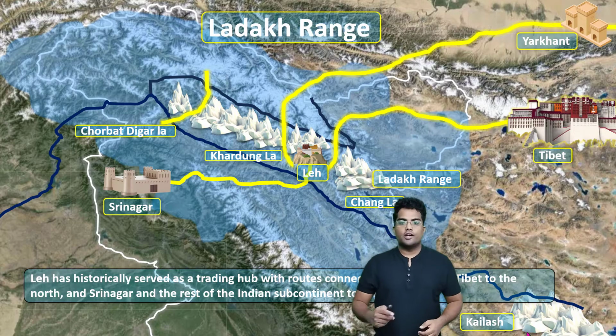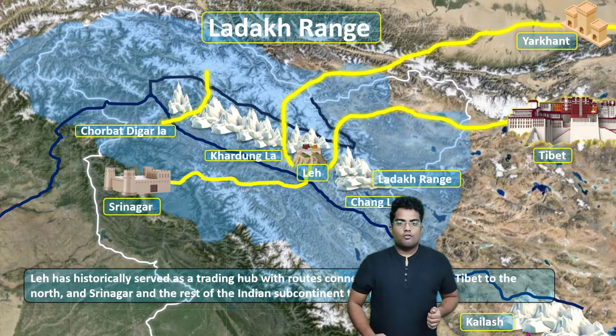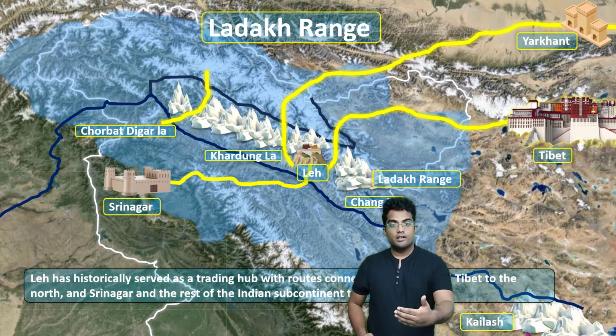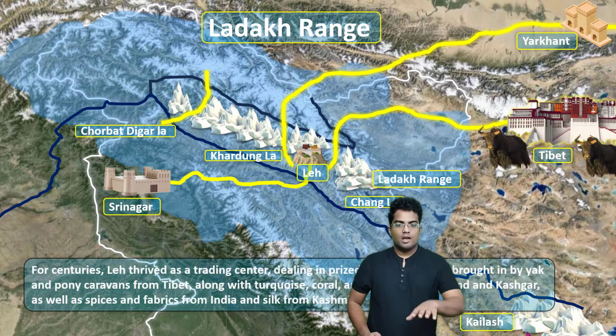So this is how the trade used to work. First, the people in Leh used to receive goods from Yarkand as well as Tibet. Still, as in earlier times, the majority of the trade was done on yak. It's an animal.